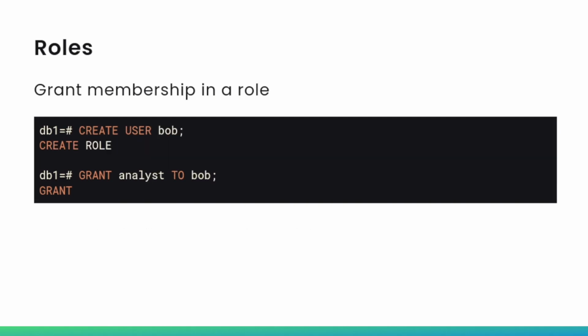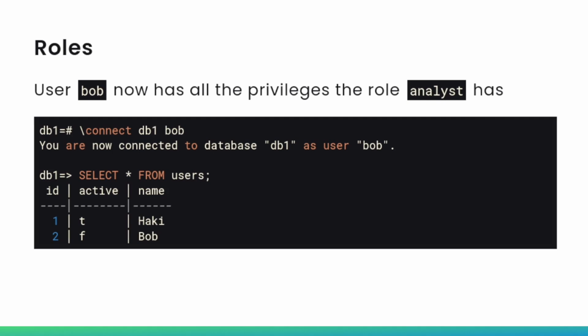So to grant membership in a role, okay, let's start with creating a user. Let's call this user Bob, okay? So Bob is an analyst, so I can grant analyst to Bob. And by doing that, Bob now has all the privileges that I granted the analyst role. So if I connect as Bob to DB1, I can see that I can select from users because it's one of the tables in the public schema.